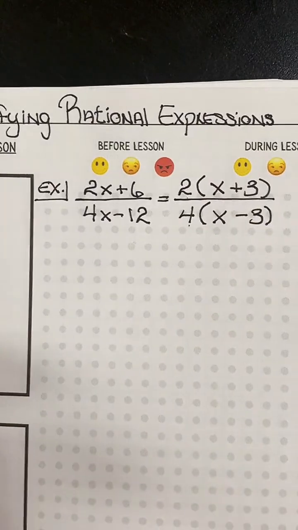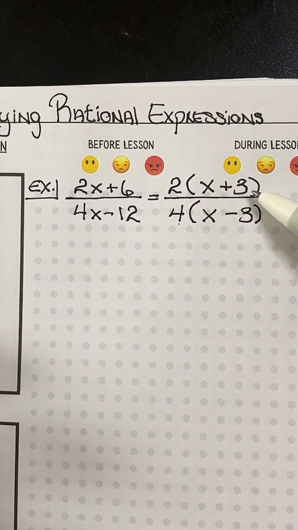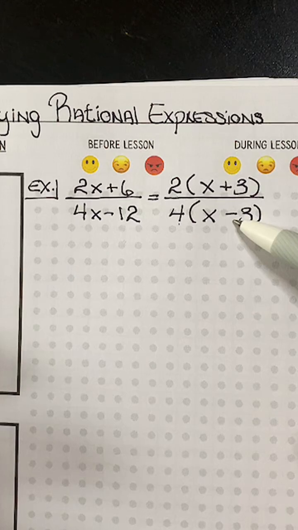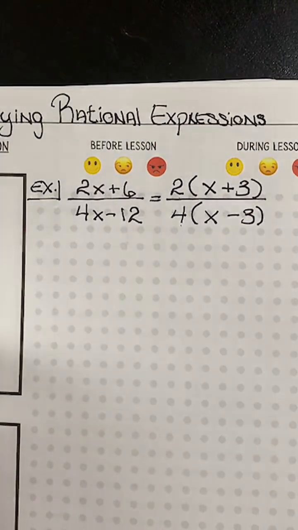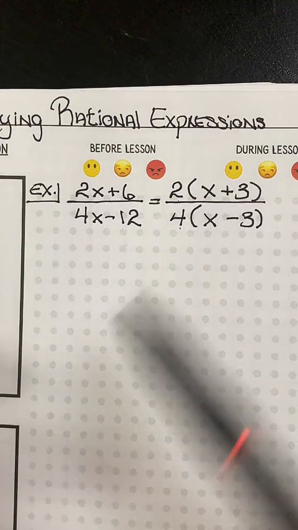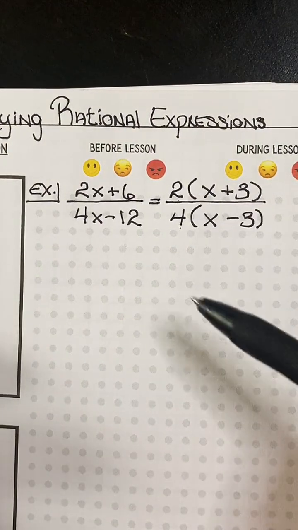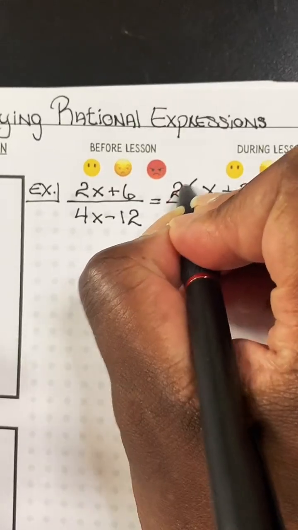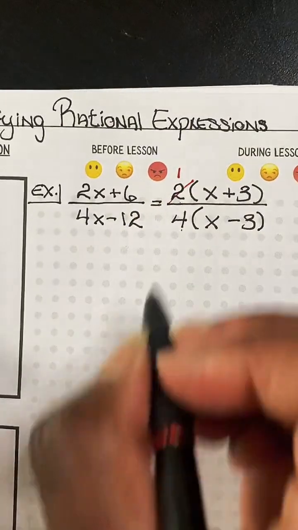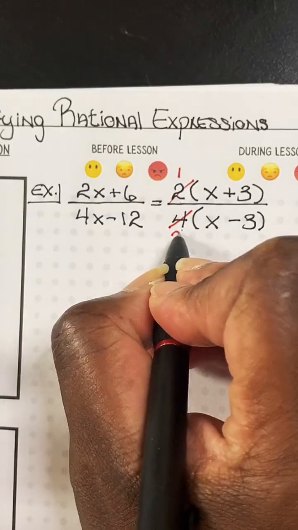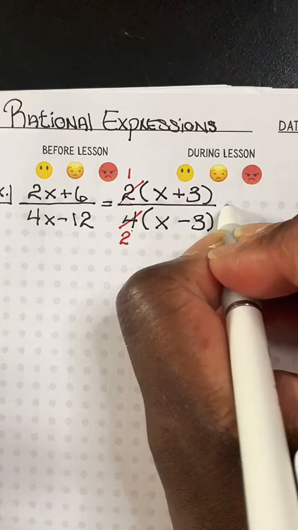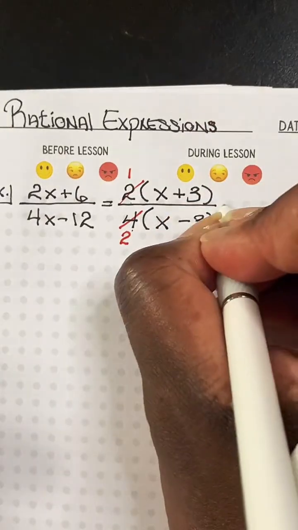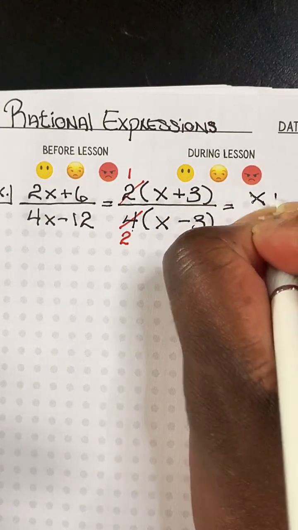So even when we break it down, I notice right here inside the parentheses, one is positive and one's negative, so they can't be simplified. But if I look here at that 2 and that 4, I can simplify those. 2 and 4 both have 2 in common. So 2 divided by 2 gives me 1, and 4 divided by 2 will give me 2. So my final answer is my numerator is going to be x plus 3.